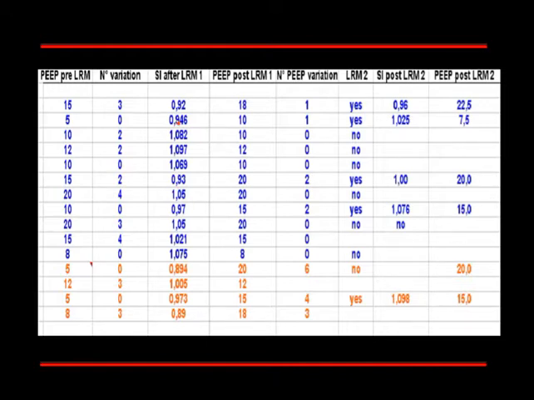Then, according to the protocol that I described before, we apply a lung recruiting maneuver. And as you see, almost systematically, with very few exceptions, the stress index after the recruiting maneuver decreased, indicating that despite the fact that the stress index was equal to 1, the application of the recruiting maneuver was able to open other collapsed units, and again, the stress index was able to detect that.